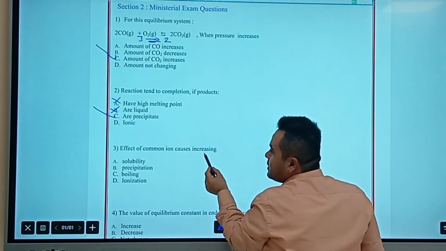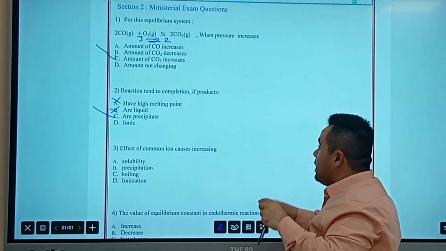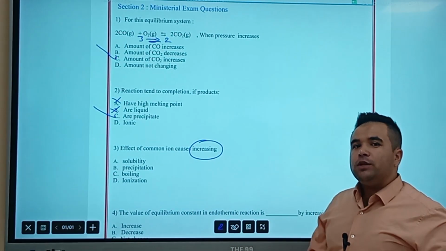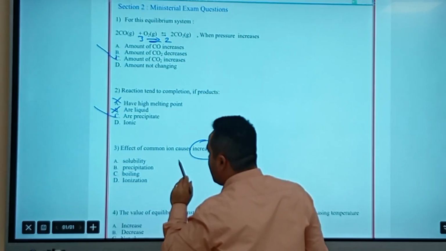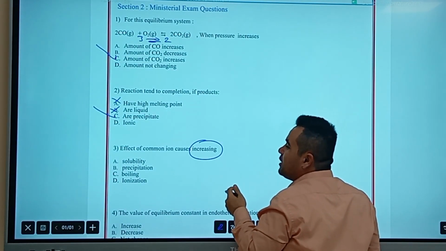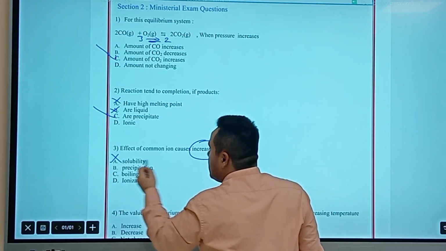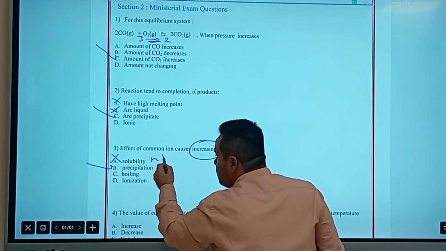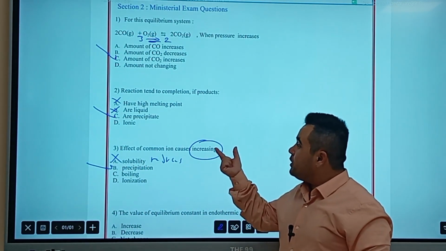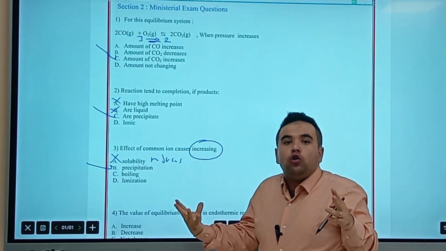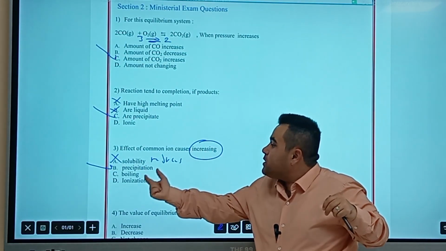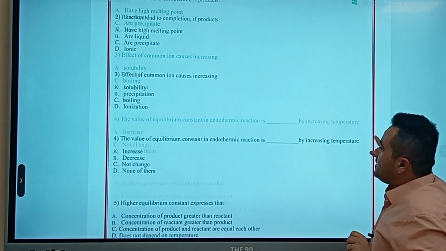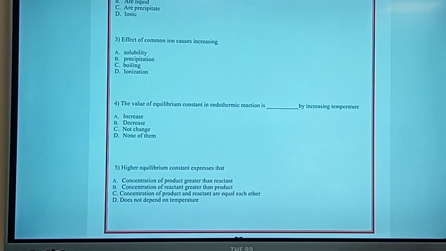The effect of a common ion causes increasing what? Increasing the common ion decreases ionization, but increases what? Precipitation. When precipitation increases, that means solubility reduces. So we can say precipitation increases, but solubility reduces. If it says reduce what? We can say reduce solubility, or we can say reduce ionization as well. But in this case, it increases what? Precipitation of the salt in a saturated solution.